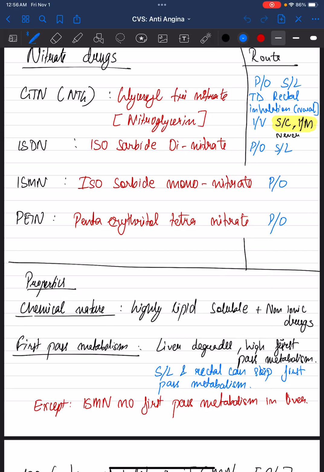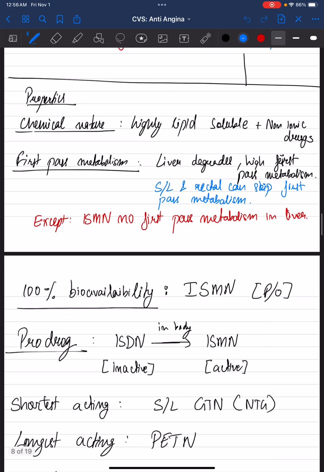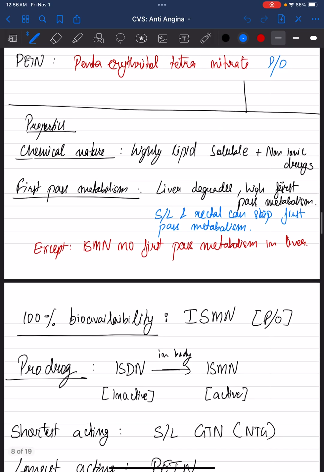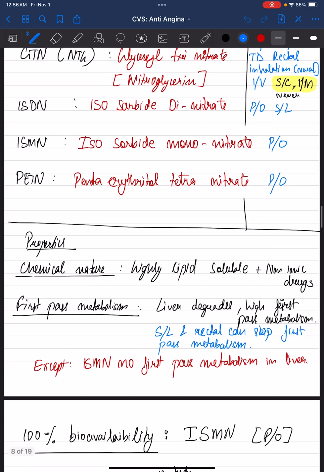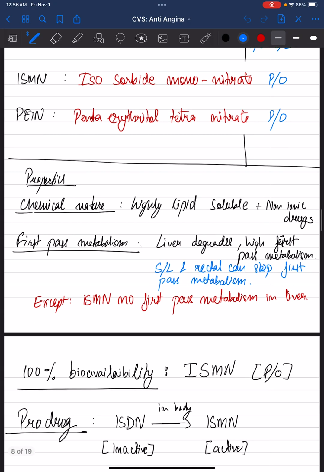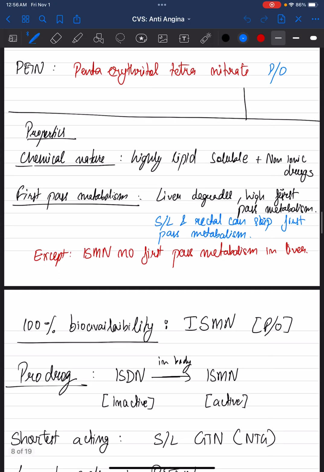ISDN or isosorbide dinitrate can be given per oral and sublingually. Isosorbide mononitrate is only given per oral, and pentaerythritol tetranitrate is also only given per oral. The chemical nature of nitrates is they are highly lipid soluble, so they get absorbed in fat easily, and they are non-ionic drugs.